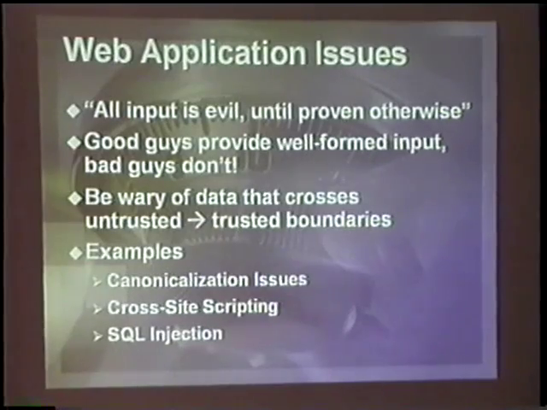Quite frankly, this is probably the single most important thing that developers need to understand, and that is that all input is evil until proven otherwise. Because good guys always give you good stuff, and bad guys don't. If you look at the Slammer worm, one of the issues there was this UDP packet. The first byte of the UDP packet can be treated like a verb, and then the rest of the payload is the data associated with that verb, like the noun.